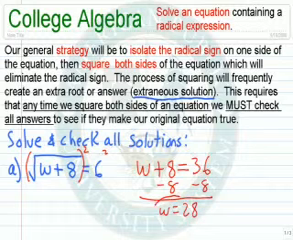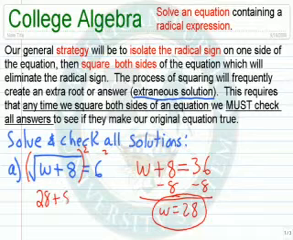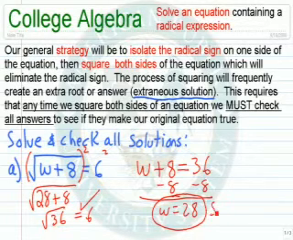Now that's our answer, but before we write it down as a final solution, we need to check it. So let's go back to the original. Let's replace w with 28. 28 plus 8. Take the square root of that. If I add these together, we get 36. The square root of 36 does in fact equal 6. So yes, this is our solution.